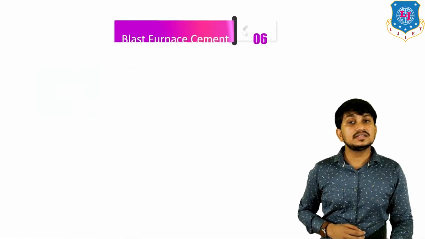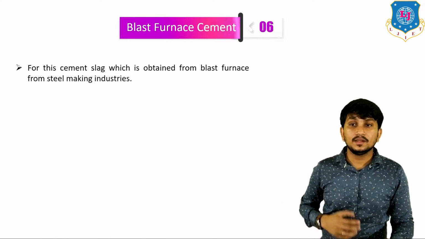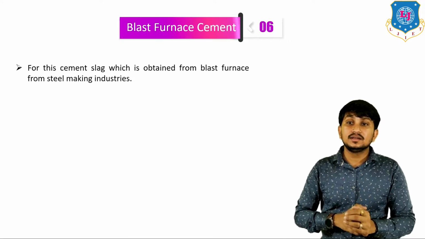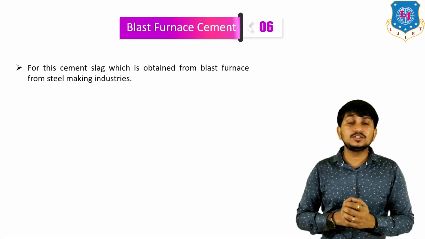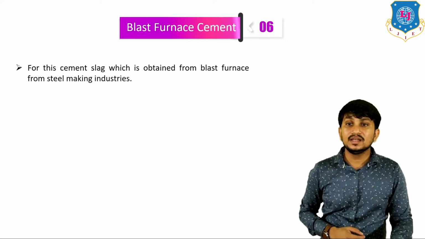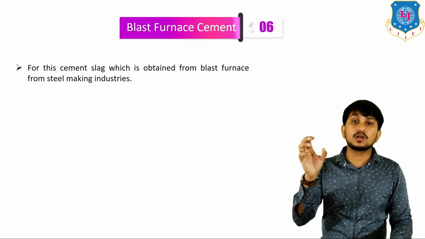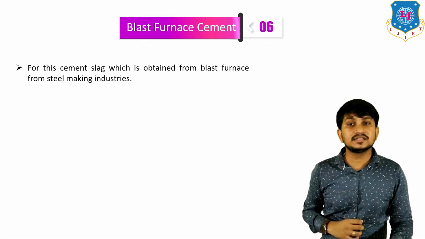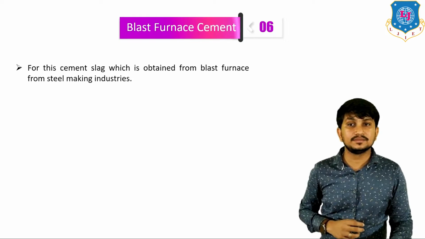Sixth type of cement is blast furnace cement. For this cement, slag is obtained from the blast furnace, which is the equipment used in steel making industries. Slag is the byproduct of these steel making industries. Slag is added into the cement to make blast furnace slag cement.